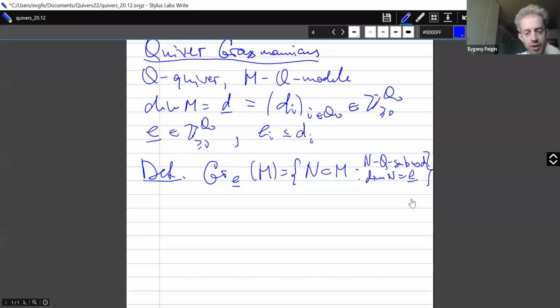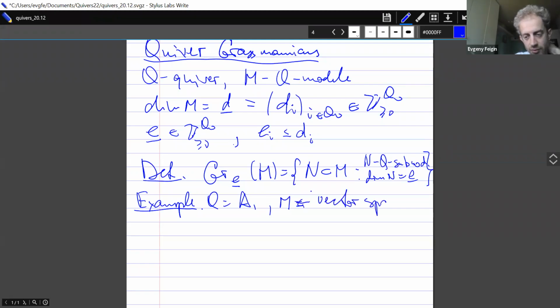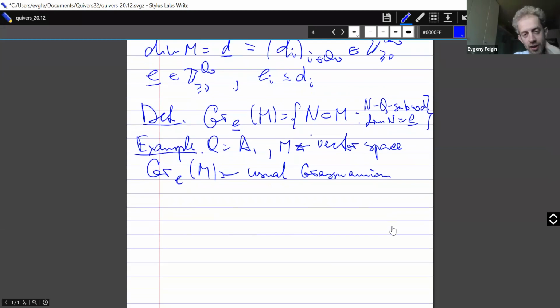So this is the definition. Why is it natural? Because, for example, if Q is just the one-vertex quiver, no edges, no arrows, then M is just a vector space, say just M. And then Gr_E(M) is just the usual Grassmannian. Well, however, in general, there are much more complicated and much more interesting examples.